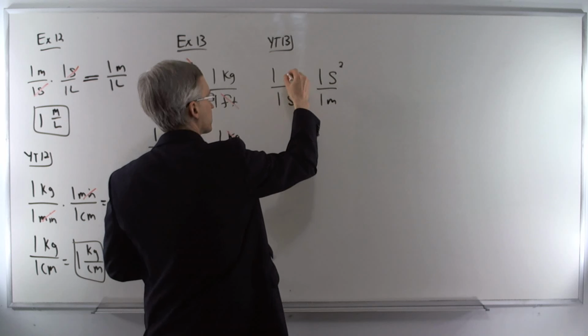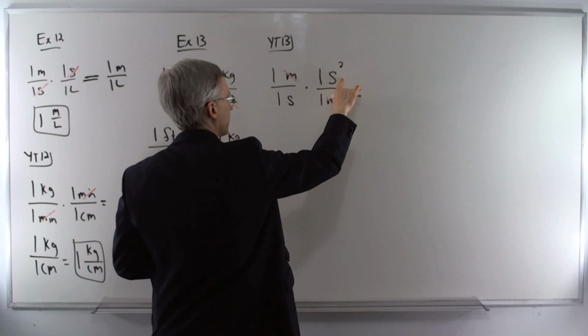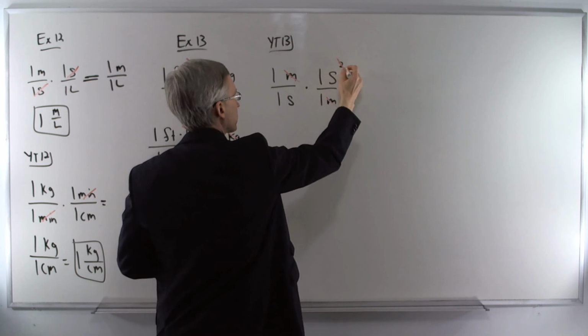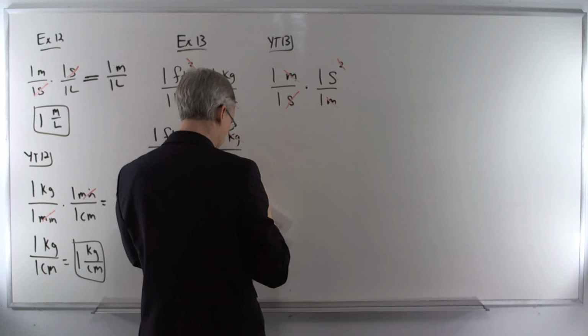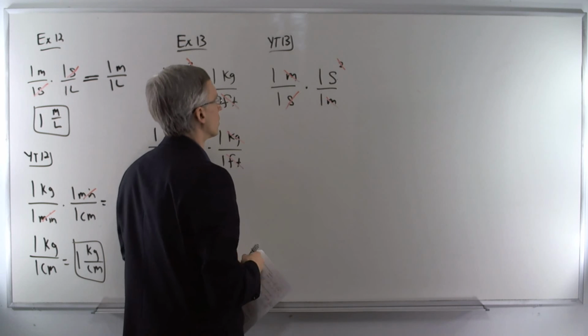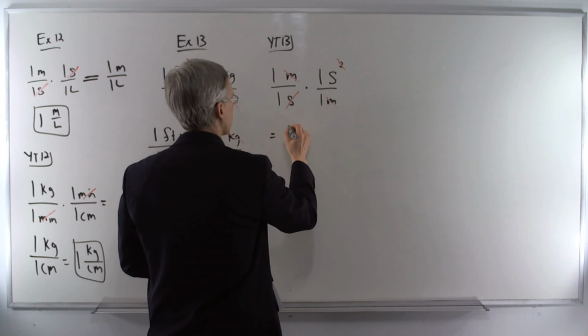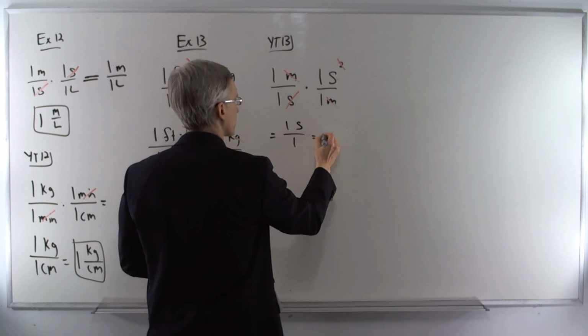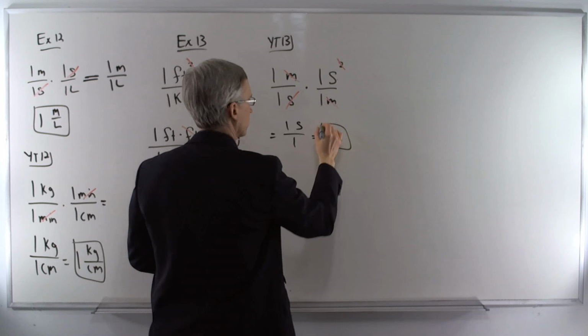We have matching meters, cancel those. We have 2 seconds on top. We're going to get rid of 1 of those, leaving just this one, and get rid of that one. So that gives us 1 second over 1, which is just 1 second.